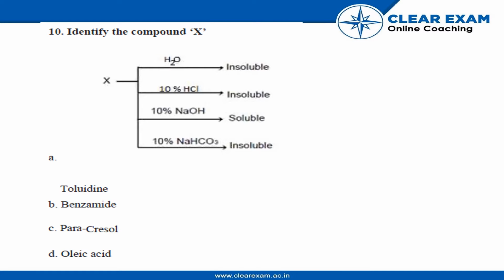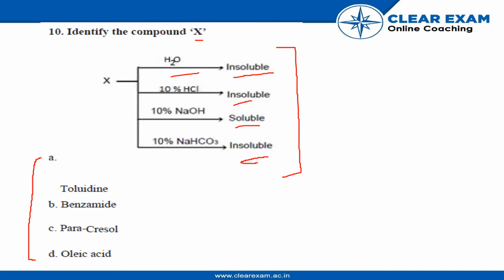In this question, we have to identify the compound X, and we are given different reactions and the solubility. When X is added to water, it is insoluble. In 10% hydrochloric acid, insoluble. In caustic soda, soluble, and in NaHCO3 (baking soda), insoluble. So we just have the options, and we have to see what will fit all these reactions.